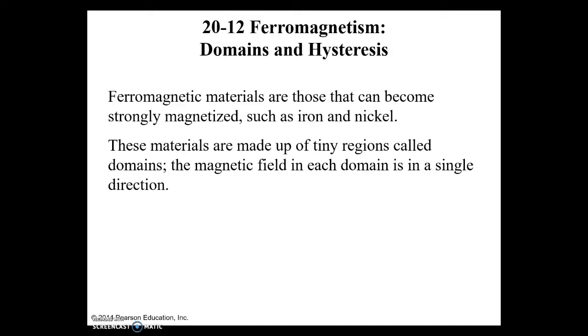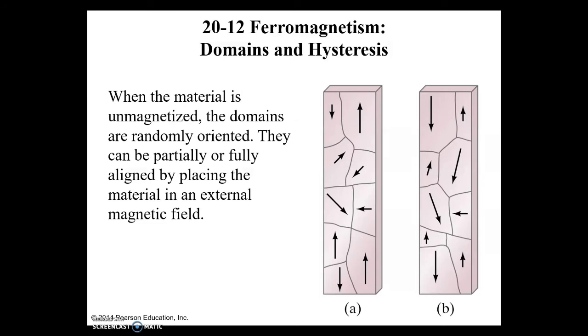regions called domains, and you have an orientation, a tiny magnetic field, if you will, within each domain, and it looks something like this. And you can see that normally within each domain, the magnetic field is completely random. They're just pointing in all sorts of different directions. This would be just any normal material. Doesn't really do anything.